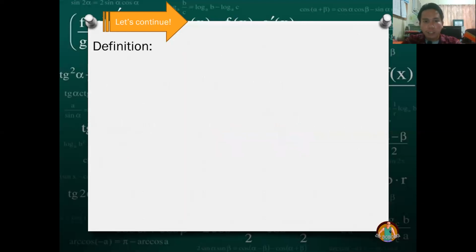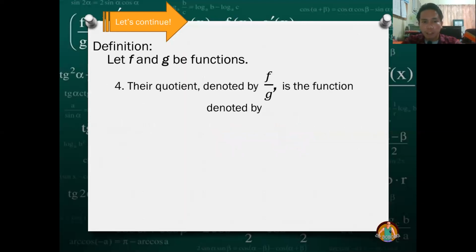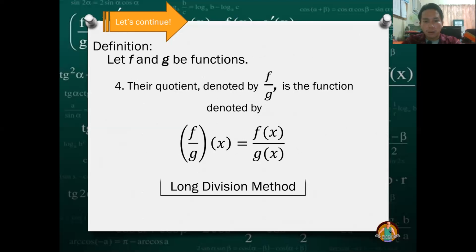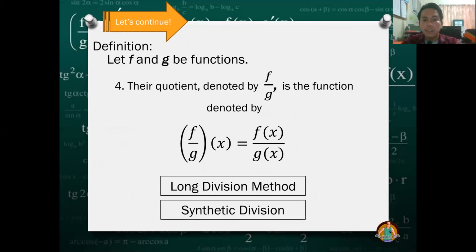Okay, so definition. Let f and g be functions. Number 4 na tayo. Their quotient denoted by f divided by g, or f over g, is the function denoted by f over g of x is equal to f of x over g of x. Okay, so this time we will tackle first long division and synthetic division before we move on to rational expressions.